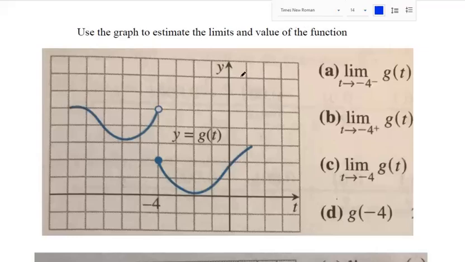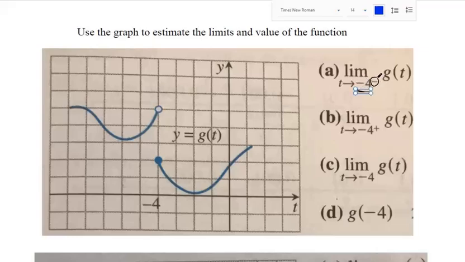So, use the graph to estimate the limits and value of the function. That just means we've got to answer these statements on limits. The limit as t approaches -4 from the left is what this says. By the way, this is saying t on the x-axis. You could just call it x. It's fine either way. But the limit is as t approaches -4.